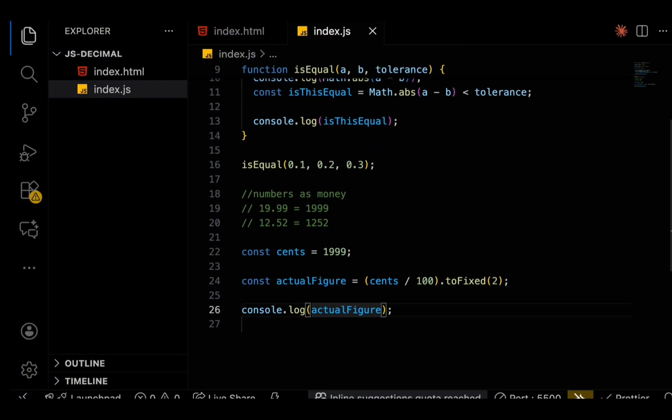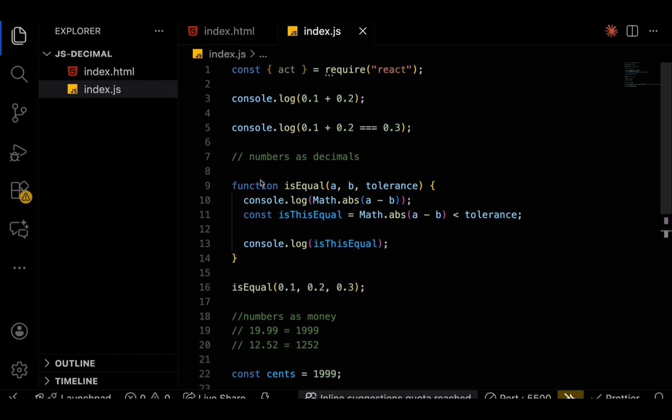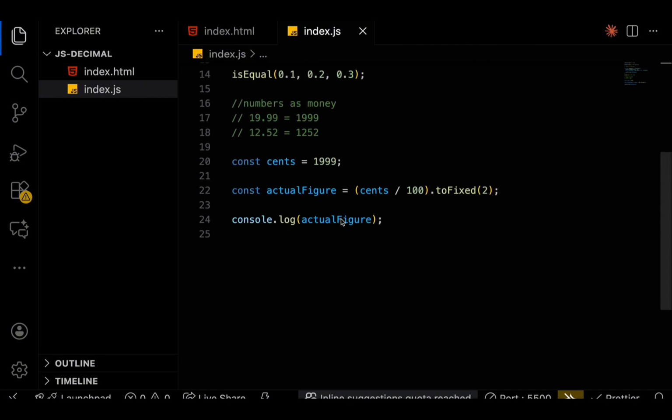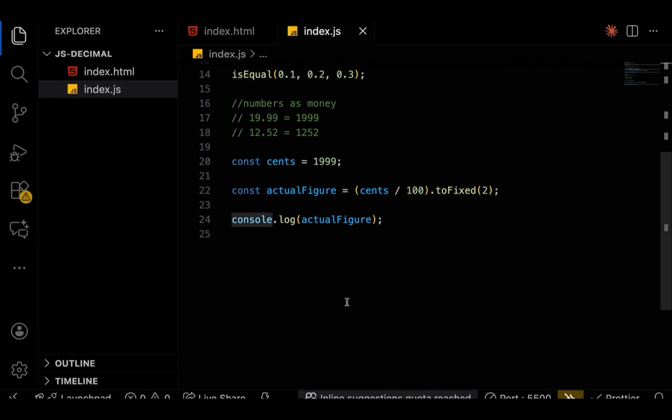And then if we console log this, where are we getting require from? Oh, this is a mistake. So if we console log this, we should now see we get 19.99, and this is how it works. So we can now convert from cents back to dollar. But when you want to perform the actual arithmetic operation like addition, subtraction, just so that you don't have all of the decimal tiny floats causing issues, you just convert them straight to cents.